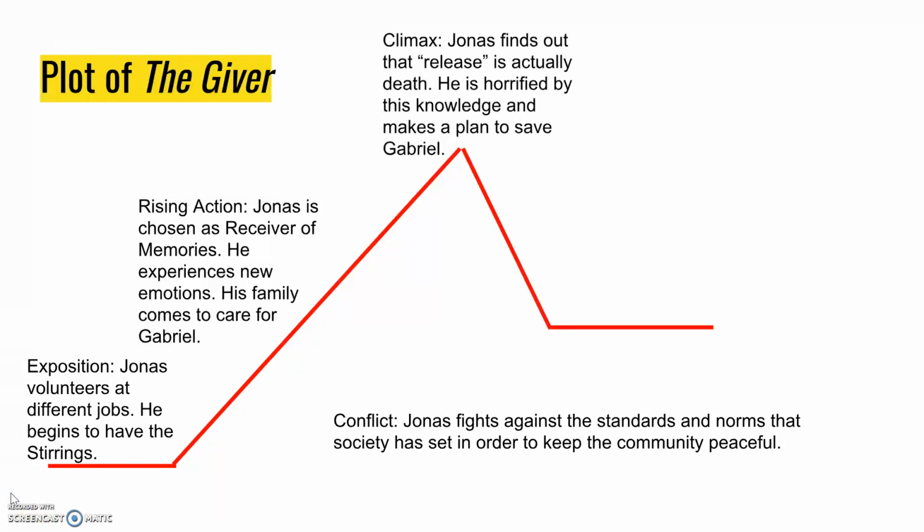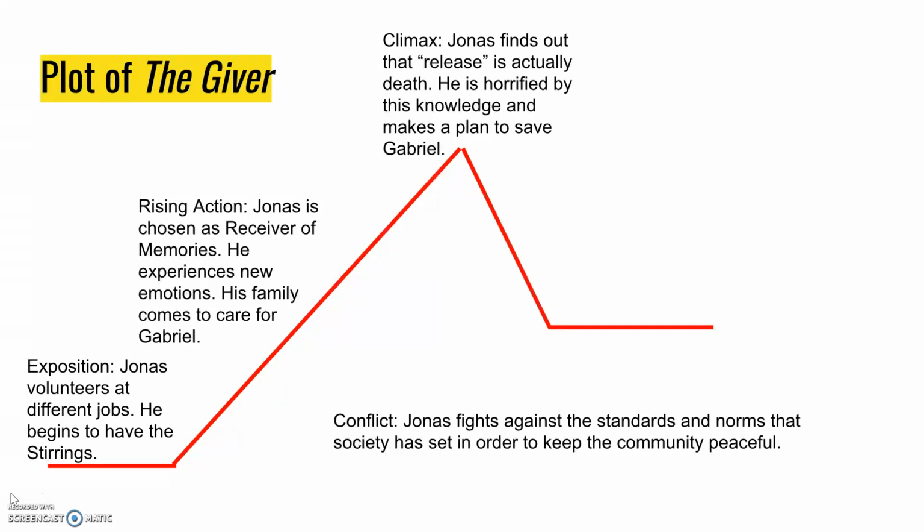In the climax of the story, Jonas finds out that release is actually death. Having received memories of death and having learned of Rosemary's release, he is horrified by this knowledge, and he makes a plan to save Gabriel. Gabriel, as a baby, has had a hard time sleeping, and he isn't developing as other newborn babies are, and so the community has made the decision to release him.